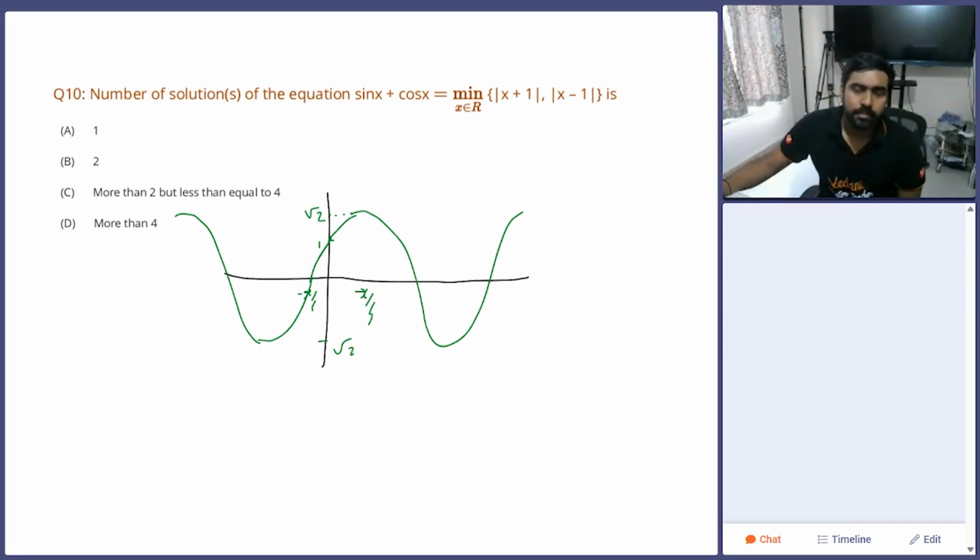Okay, now that's done. Now let's talk about the minimum of mod x plus 1 and mod x minus 1. These are very easy graphs. What is x plus 1?